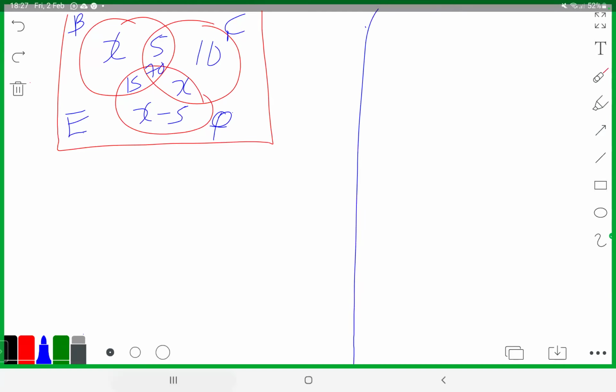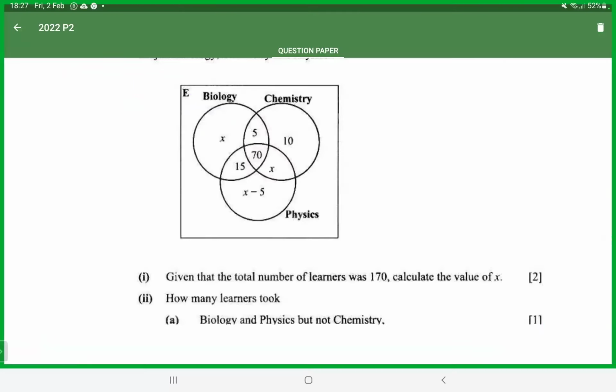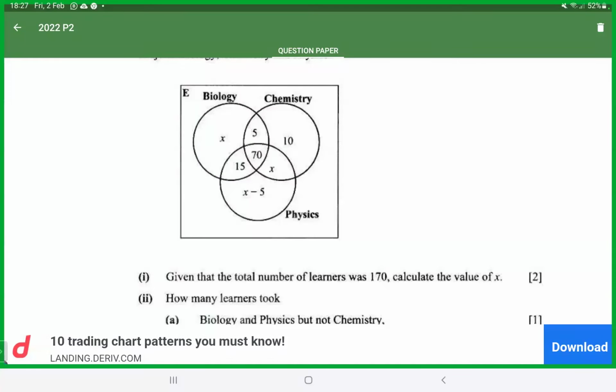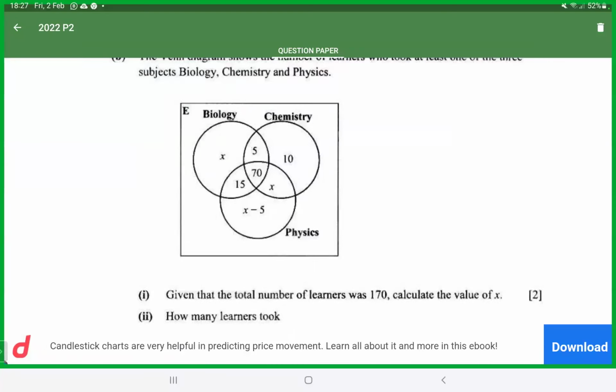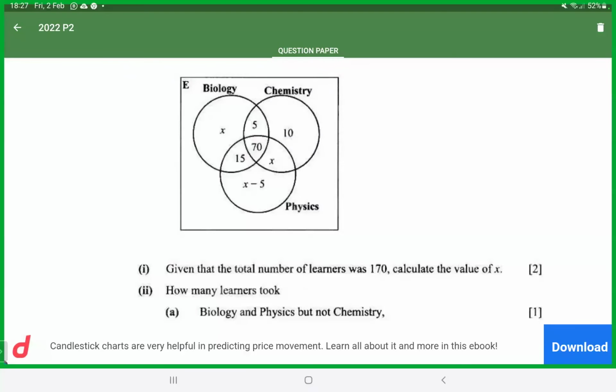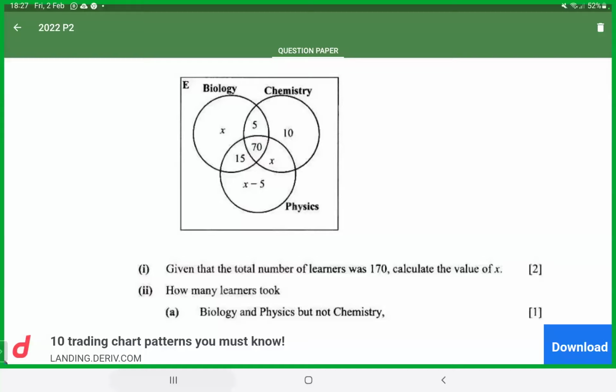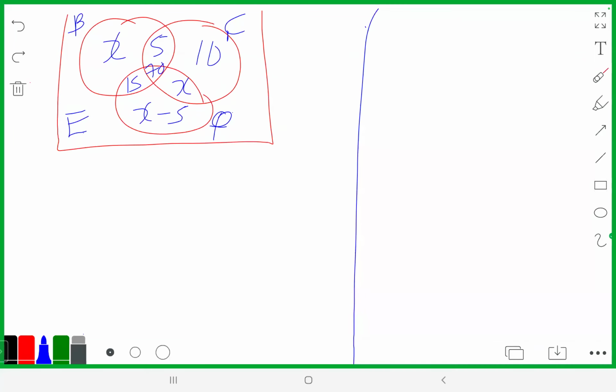So now let's answer the question. The question is saying we are given that the total number of the learners was 170. So when you add all these members in here, the total answer you should find is 170. What do you think we can do from here, Faith? Precious, what do you think we can do? How do you find the value of X?